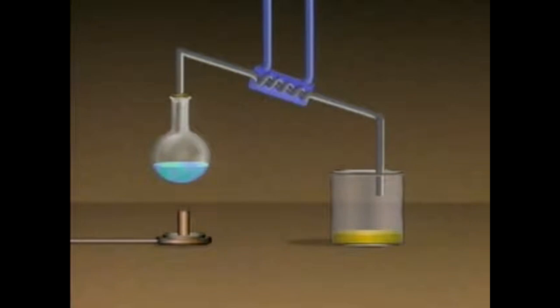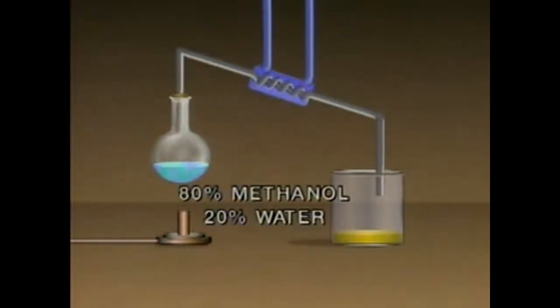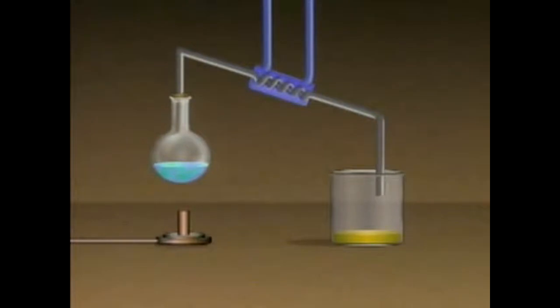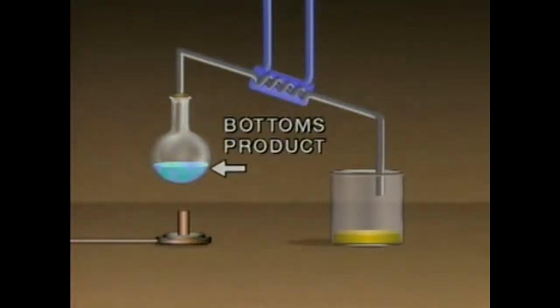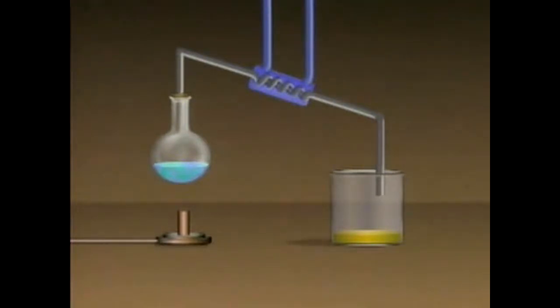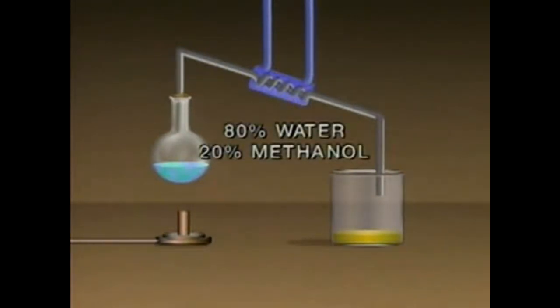In this example, the overhead product contains approximately 80% of the lighter, low boiling point substance, methanol, and 20% of the heavier substance, water. The liquid that's left behind is called the bottoms product. The bottoms product in this example contains approximately 80% of the heavier, high boiling point substance, water, and 20% of the lighter substance, methanol. So you can see that a single batch system does not produce a pure separation.